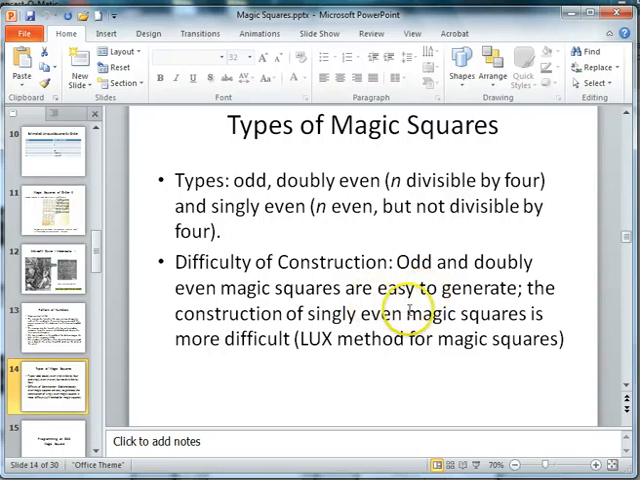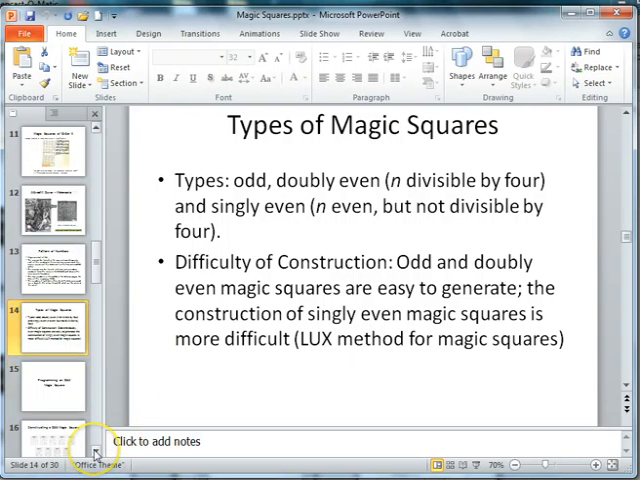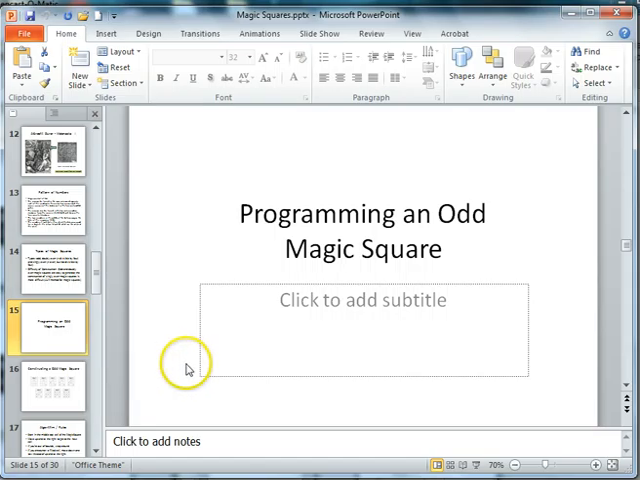And notice that the odds, 1, 3, 5, 7, 9, etc., are the easiest to populate. Then come the doubly even magic squares. And then finally the singly even magic squares, which are populated by something called the LUX method, which you can find the rules for online, in Wikipedia. All right, so now we're going to talk about programming a magic square.